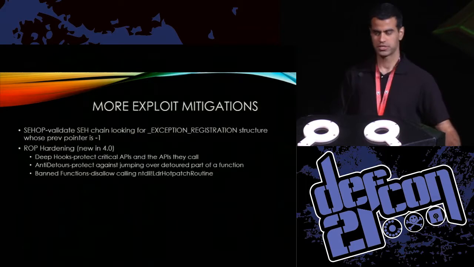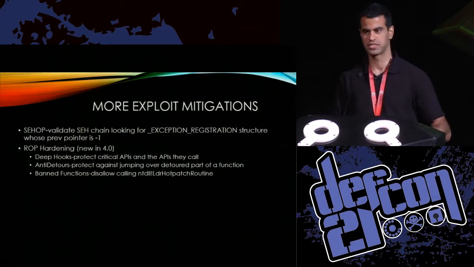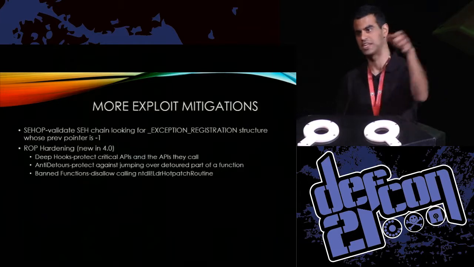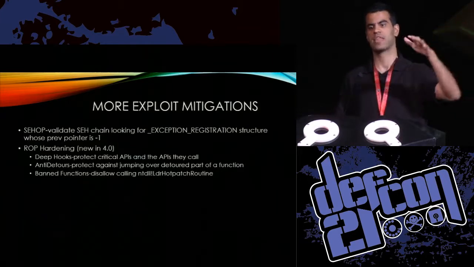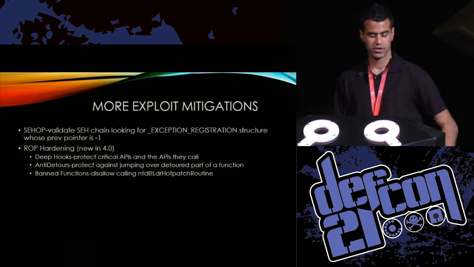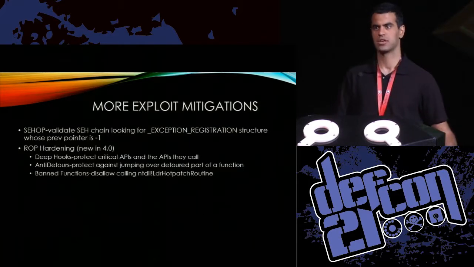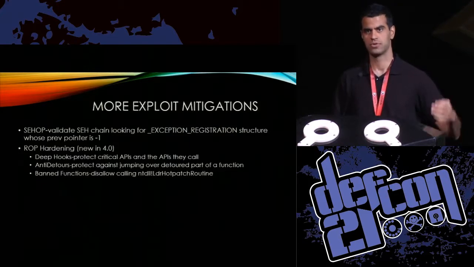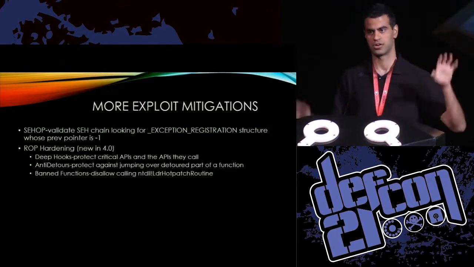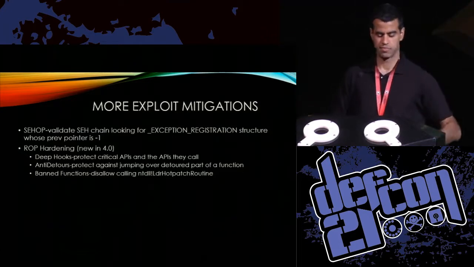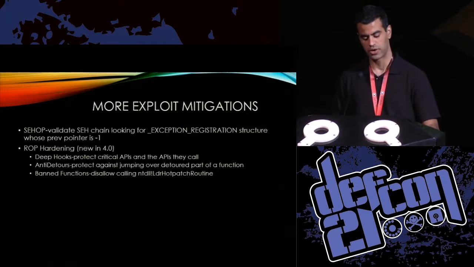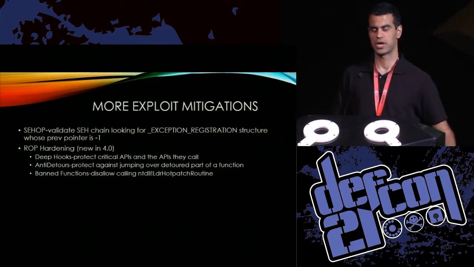We have some hardenings for this. For example, deep hooks, where we protect things like VirtualProtect and VirtualProtectEx. So like an API and an API that it would call, so you can't bypass it. We have anti-detours, which is basically preventing an attacker from jumping over the detoured part of a function. So basically jumping over our hook, kind of. And ban functions, where we disallow, specifically in this release, calling NTDLL's LdrHotPatchRoutine, and that's thanks to Yang Yu of NSFocus from CanSecWest this year.